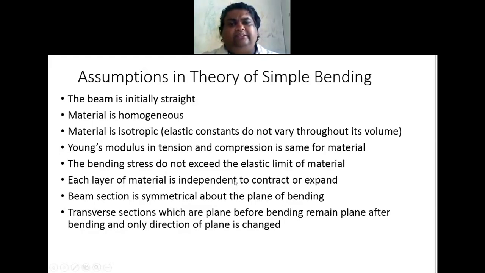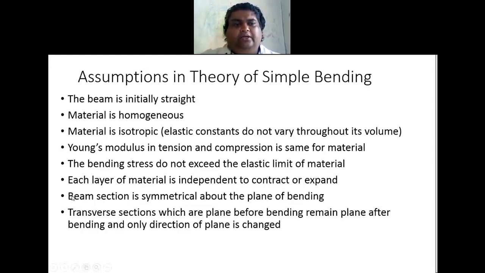Each layer of material is independent to contract or expand. You can imagine a pack of cards, right? Which is placed one above the other, and when you bend, each of them can bend individually or it can contract, right? So that is what we are saying. If you take a rectangular mild steel bar or a beam, every layer, imagine this into an infinite number of layers, right? And every layer we are assuming is independent to expand or contract.